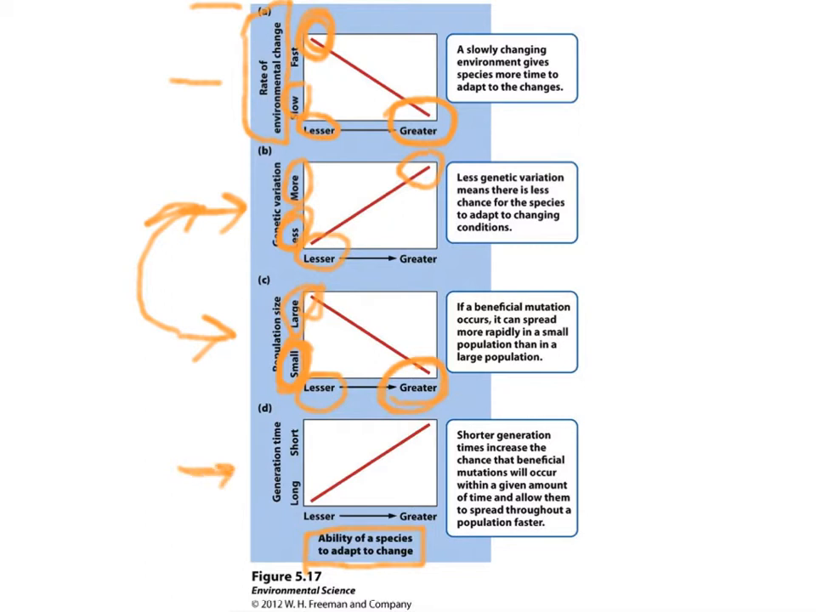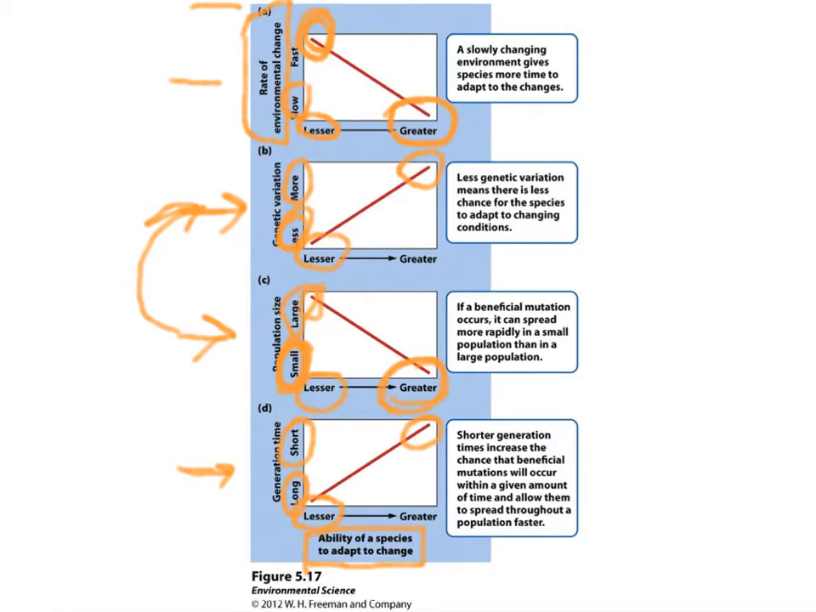Generation time. So if you have a very long generation time, like an elephant, it has a very small ability to adapt to change. Whereas if you have a short generation time, like a fruit fly, you have a very high ability to adapt to change. So shorter generation times increase the chance that a species will change or adapt to that environmental change.